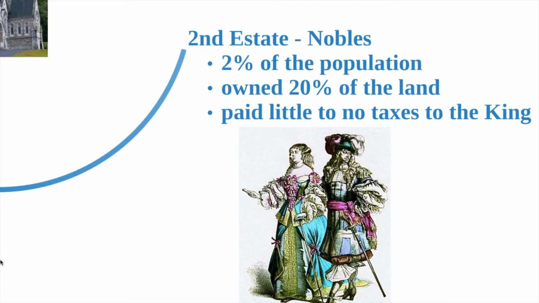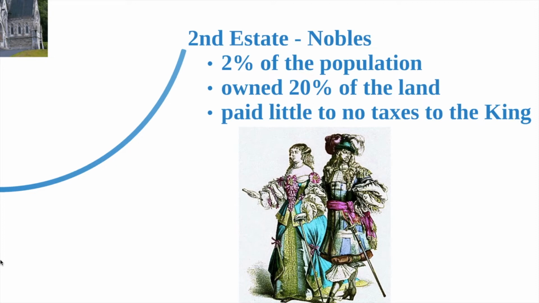This is the way for the king to keep everybody on their side, right? So how do I keep the church happy? Well, I only charge them 2% in taxes. How do I keep the nobles happy? I basically don't make them pay taxes at all. So taxes were a way to keep people on your side.